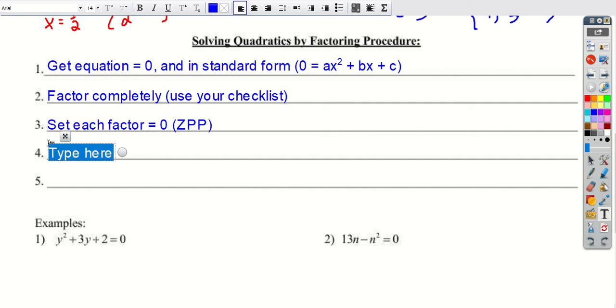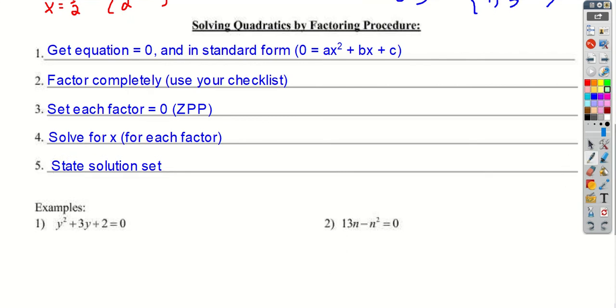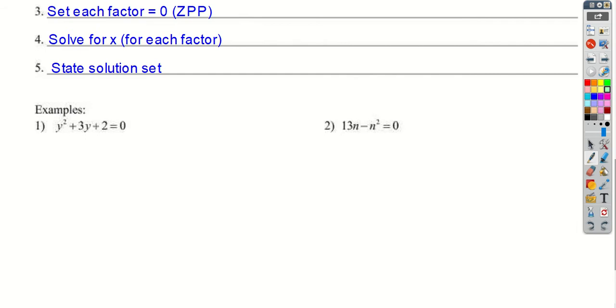Step number 4, we're going to solve for x. For each factor, we've got to solve for x. And then the last one, we're going to state the solution set. So that is our process here, the procedure for factoring. All right, so take a look at number 1. We're going to factor completely.